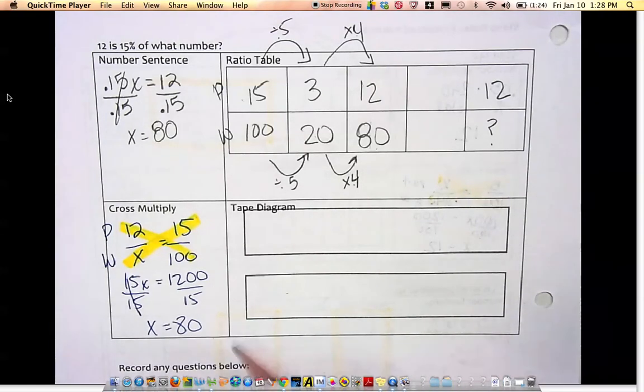So bonus points or prize slips or something, some sort of prize. Don't know what it's going to be. To you if you can get the tape diagram to work.